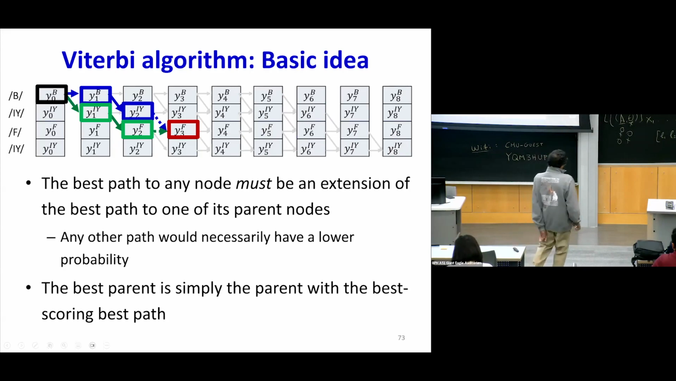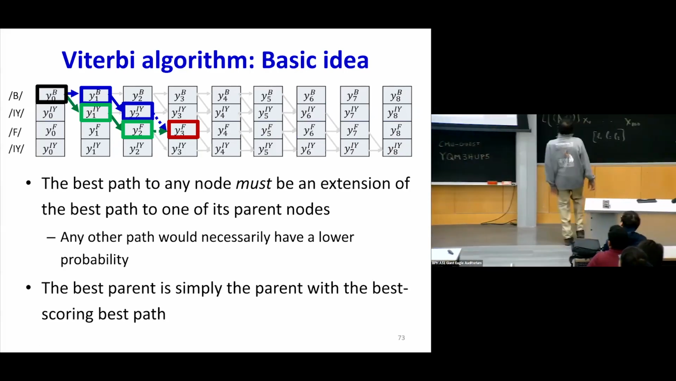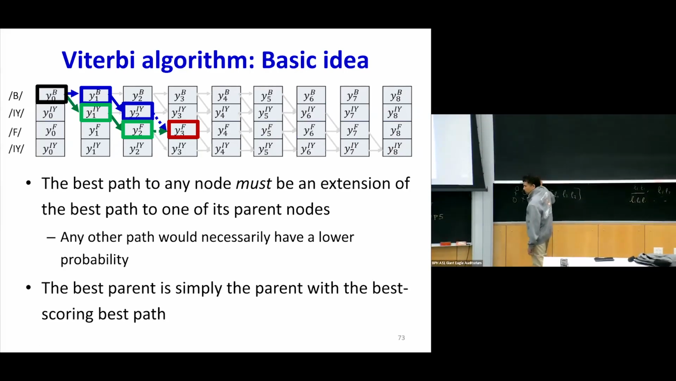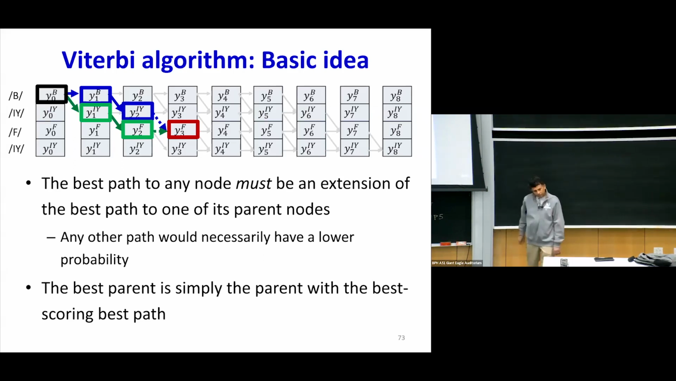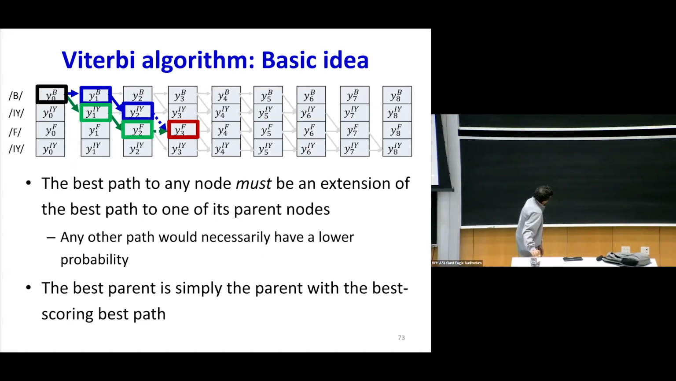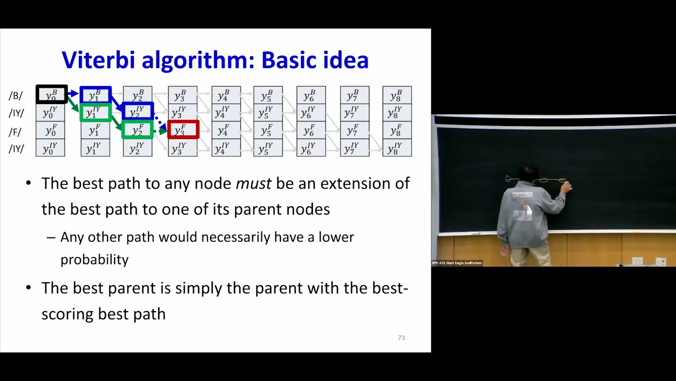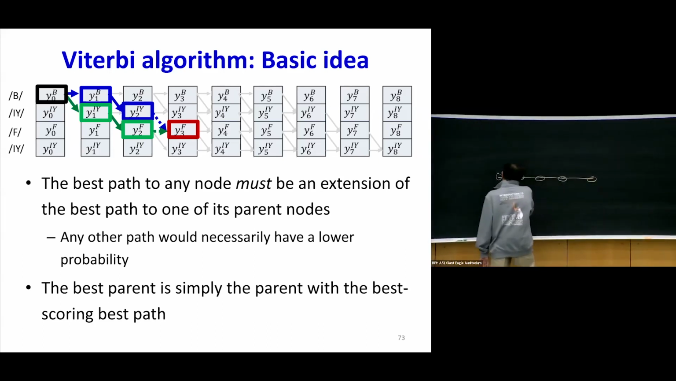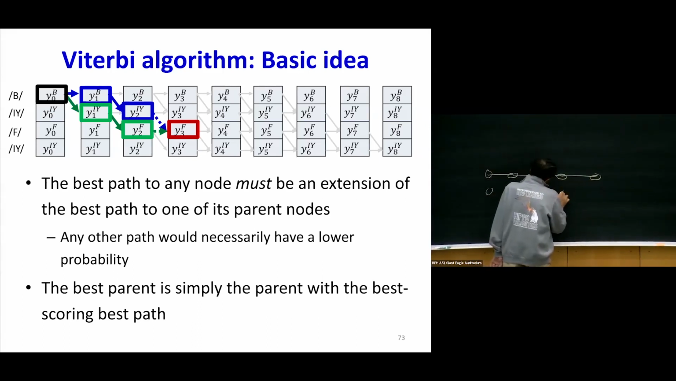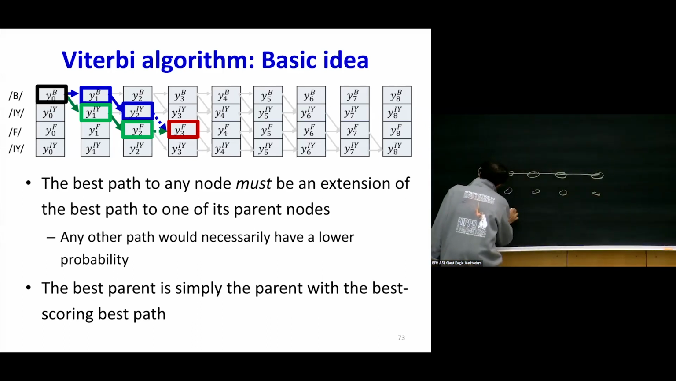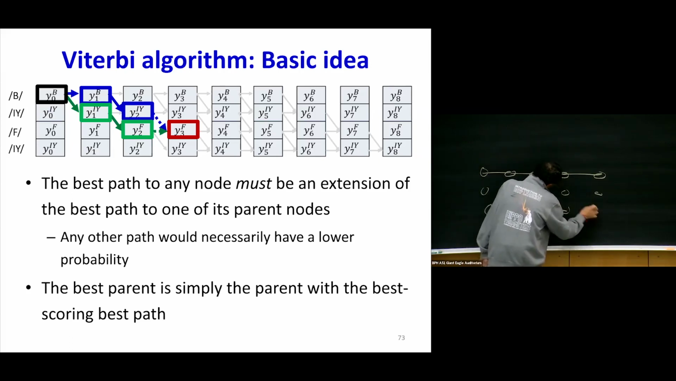Now, let me just assume that I'm just going to draw the graph like so, right? So this is my graph, and these are all arrows. I'm not showing the arrowheads, right?